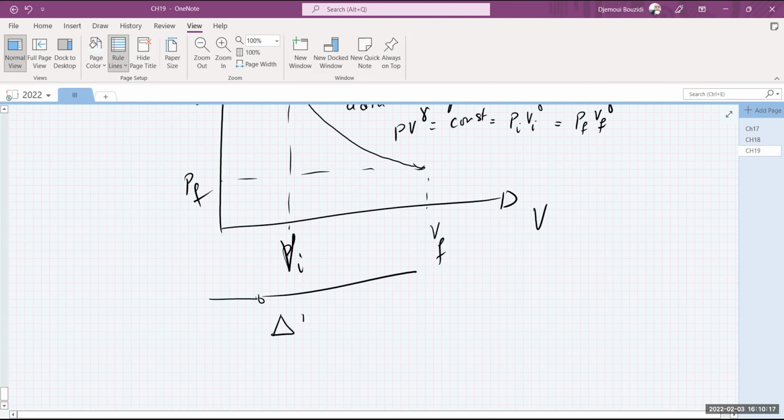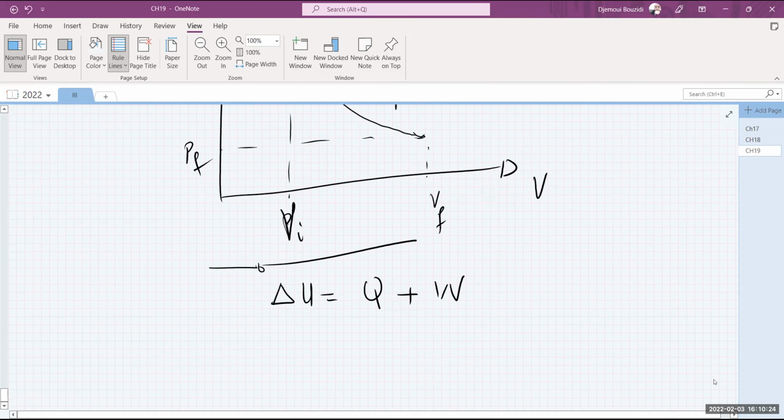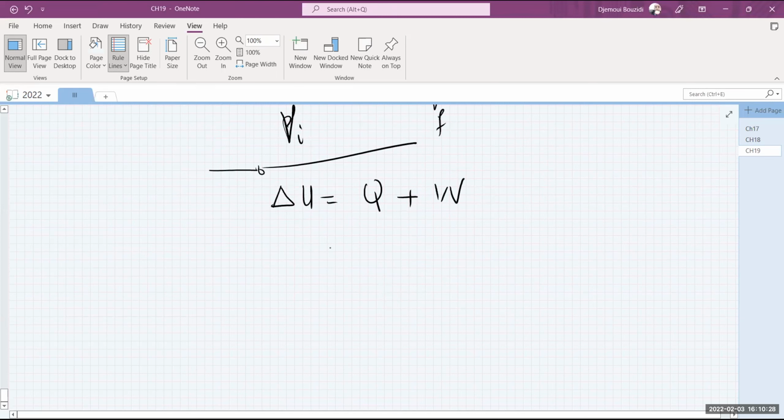So basically, the first thing was the first law, which I wrote this way, Q plus W, with the understanding that Q is the heat added to the system, and W is the work done on the system. So this is added heat, and this is work done on the system.